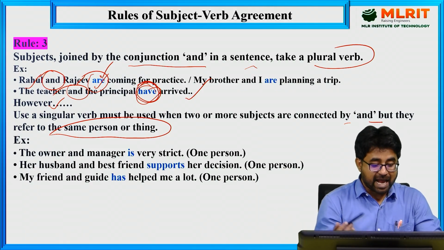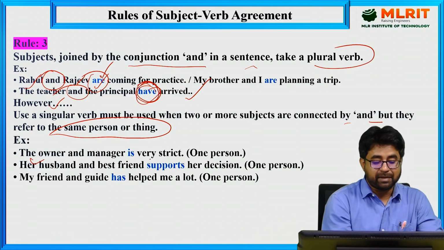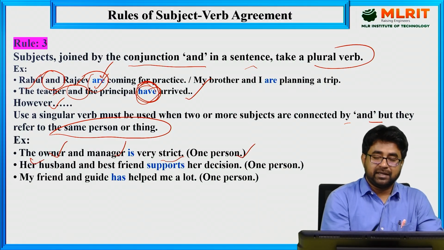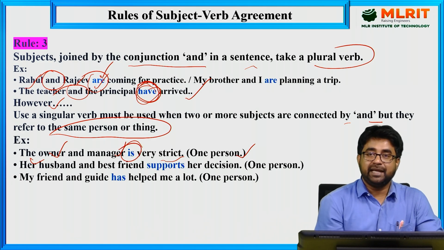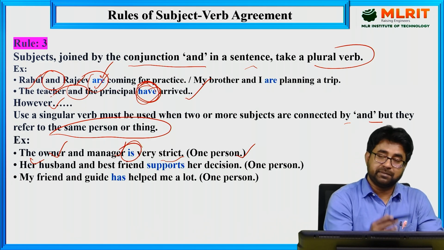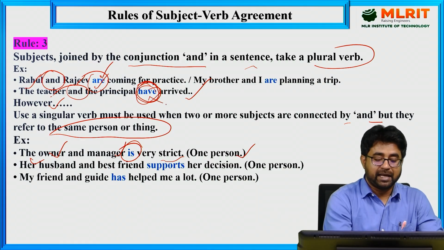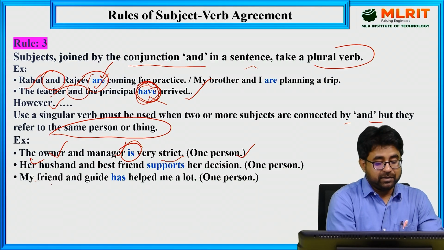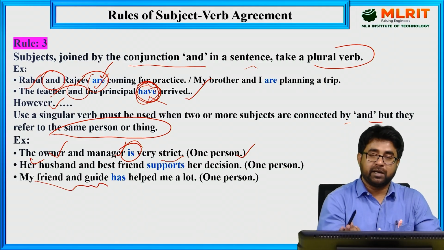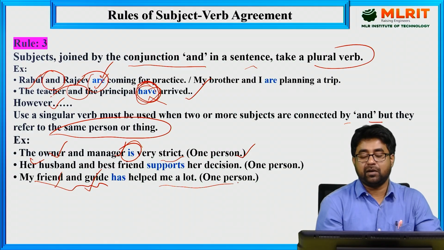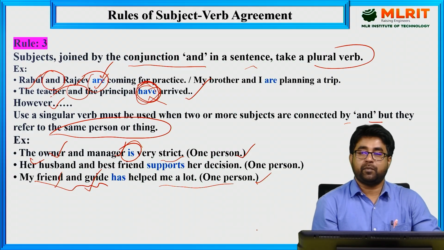The teacher and principal, you can see here, the owner and manager is very strict. So they're one person, owner and manager, they are same. So that's why I'm using is. The teacher and principal, same. Teacher and principal, same person. That's why I have to use here has. Okay, my friend and guide. So again, my friend and guide means I'm talking about one person only, who is my friend as well as guide, has helped me a lot. So this is one important thing you have to remember.